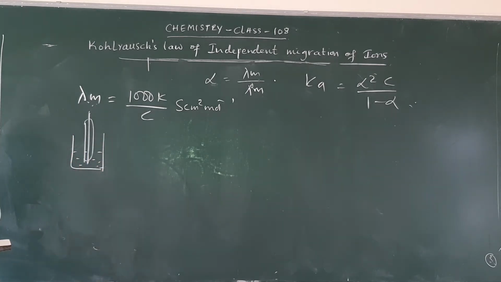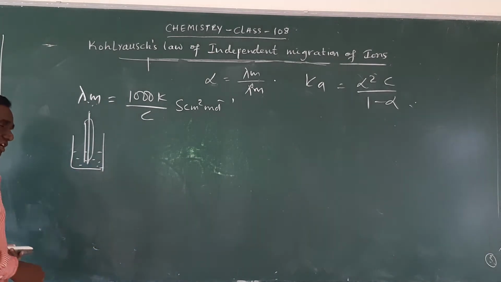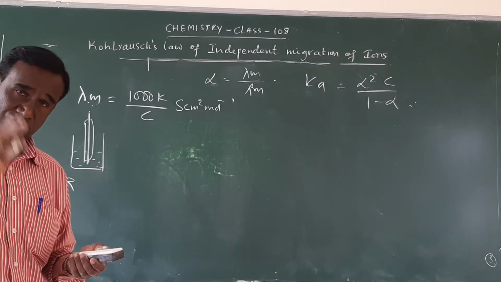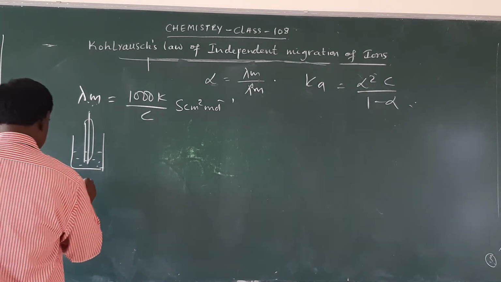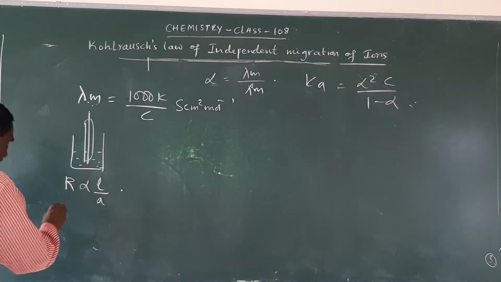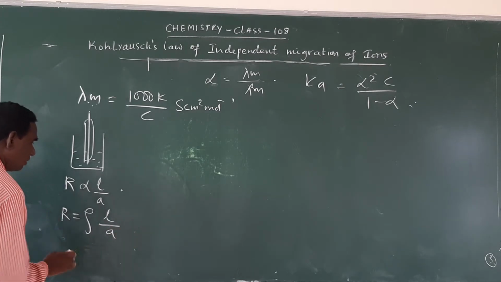Conductivity cell is placed. After that, you can measure the resistance or resistivity of the solution by using the Kohlrausch bridge method, because resistivity is the reciprocal of conductivity. You know that R is directly proportional to L and inversely proportional to A. R is equal to rho into L by A. You know that. But what is rho?